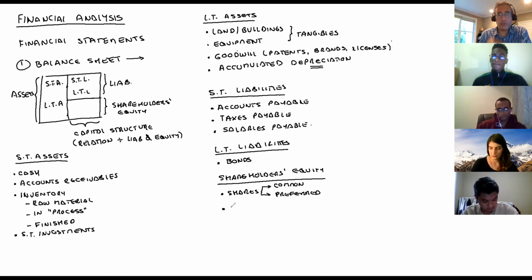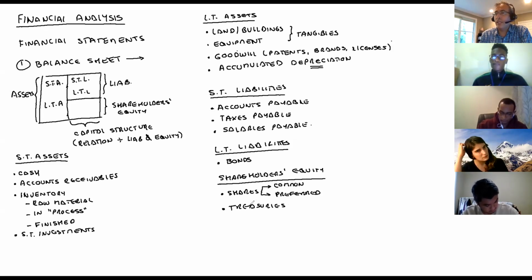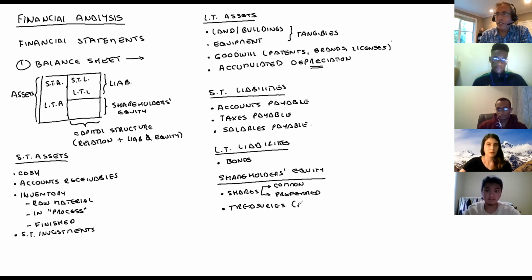Then from shares, we have something that are called, sorry, treasuries. So what are treasuries, guys? They are simply shares that a corporation buys by itself. So this is the famous buybacks. Have you heard about that? Now it was buybacks. This is very famous now.